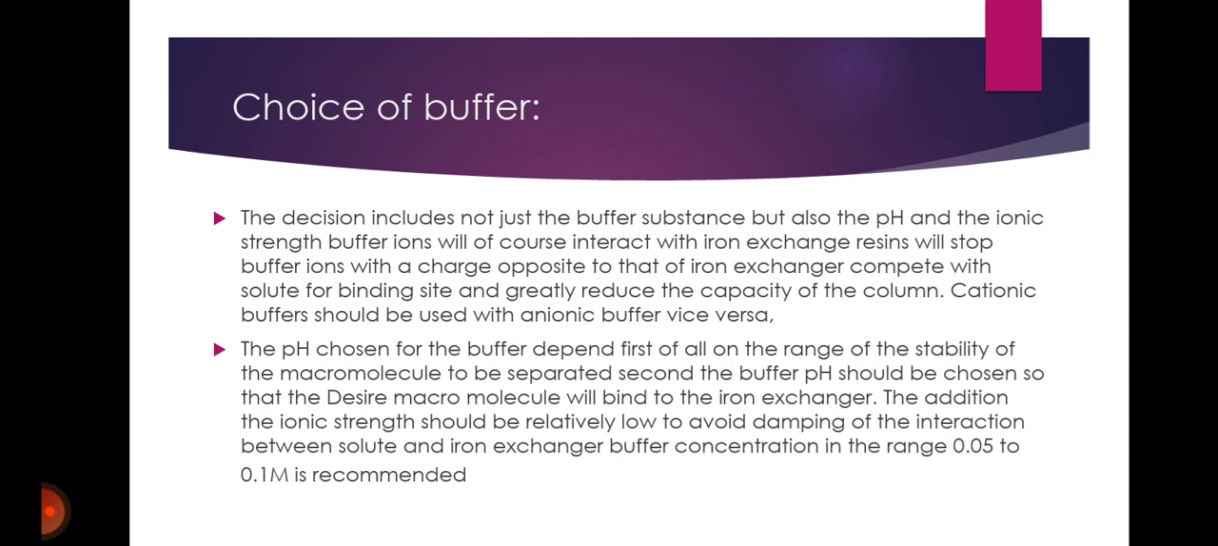Cationic buffers should be used with anionic exchangers and vice versa. The pH chosen for the buffer depends upon the range of stability of the macromolecule to be separated. Second, the buffer pH should be chosen so that the desired macromolecule will bind to the ion exchanger. In addition, the ionic strength should be relatively low to avoid damping of the interaction between solute and ion exchanger. The buffer concentration in the range of 0.05 to 0.1 molar is generally recommended.